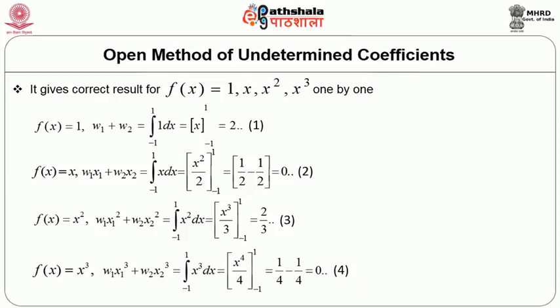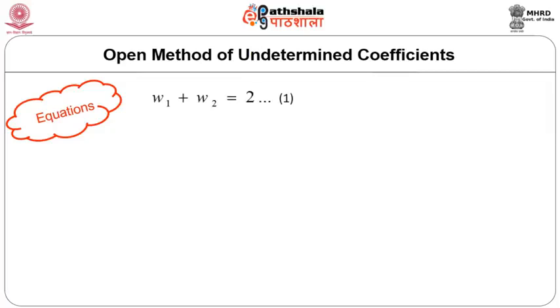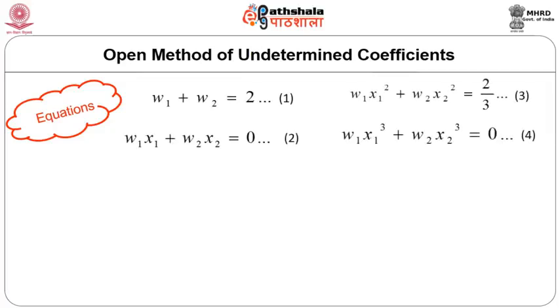And finally, we put f(x) equal to x cube. Again, this is an odd function, so the integral will be 0. So, we get W1 x1 cube plus W2 x2 cube is equal to the integral of x cube, which is x raised to 4 by 4, from minus 1 to 1. The function is the same, 1 by 4 minus 1 by 4, the value is 0. So, finally, we have 4 equations to be solved in 4 unknowns W1, x1, W2 and x2. These equations are W1 plus W2 is equal to 2, W1 x1 plus W2 x2 is 0, W1 x1 square plus W2 x2 square is 2 by 3 and W1 x1 cube plus W2 x2 cube is 0.